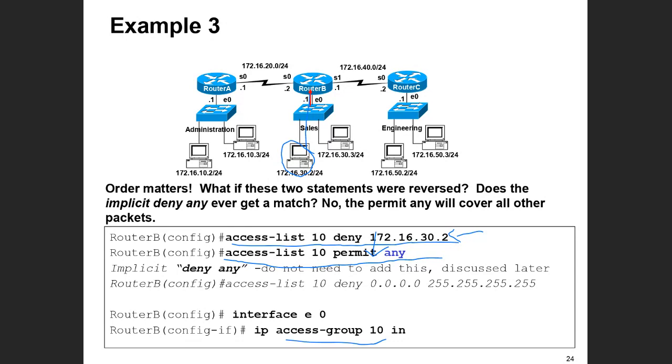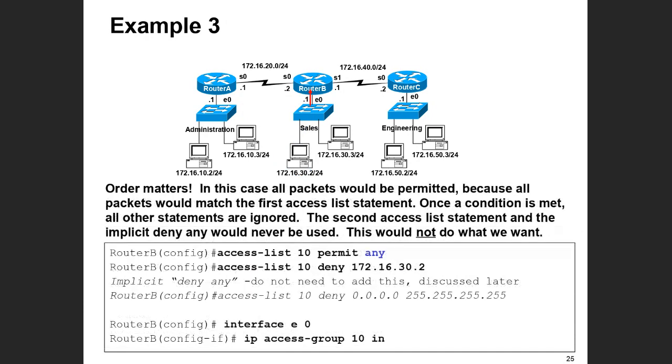Then we'll apply it in the same way to the Ethernet port. Apply it as an access group number 10 to the inbound port of router B. So that way, I've allowed one arbitrary number and blocked everybody else. I've allowed a range of networks and blocked everybody else. And now we are blocking one particular troublesome host machine, but allowing any other address to go through. Now, what if we had put this in a different order?